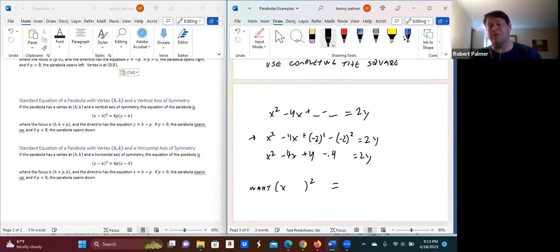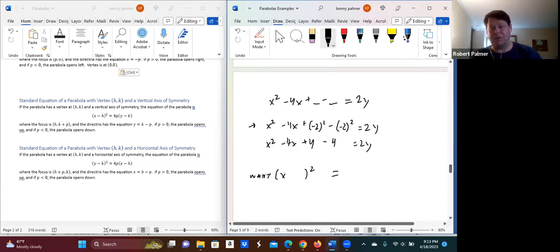Okay. Now, what we're going to do now is actually going to add this to both sides. And actually, I probably need to move this down a bit. All right. Now, yeah, I need to do that. So let me move this down a bit. I need a little more space.